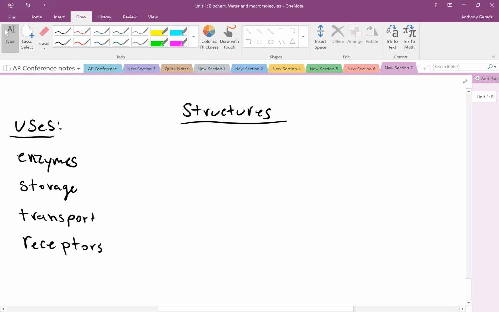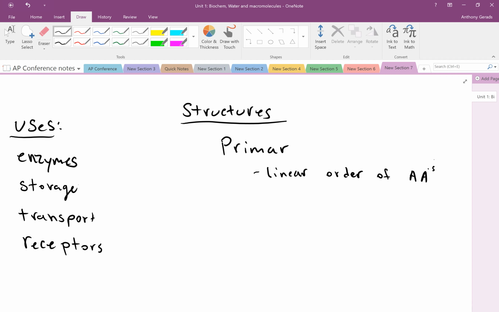Okay, so structures, I've got primary. And primary is just going to be the linear order of amino acids. And then the polymer is polypeptide. So the polymer, I'm just going to put AA so I don't type out amino acids. The polymer is a polypeptide, otherwise known as a protein. So it's just the fact of what order do you go in? That's your linear or your primary structure. This is your foundational structure.